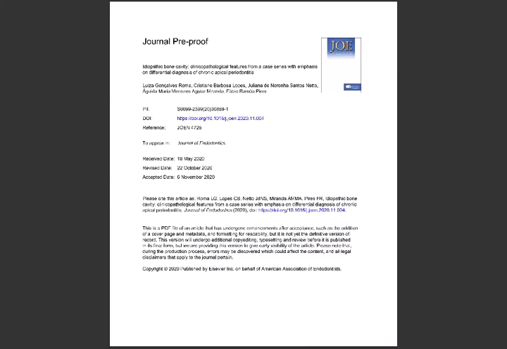Clinical pathologic features from a case series with emphasis on differential diagnosis of chronic apical periodontitis, by Luisa and Juliana from the University of Rio de Janeiro in Brazil, 2021. Idiopathic bone cavity is an uncommon bone lesion that can affect craniofacial bones. This condition produces a radiolucent image in close proximity with tooth apices in most cases. The differential diagnosis usually includes chronic apical periodontitis.